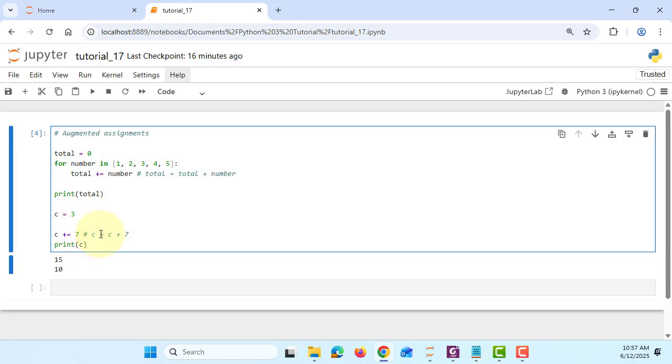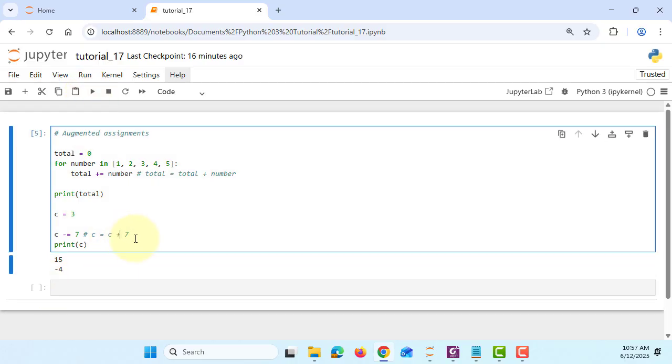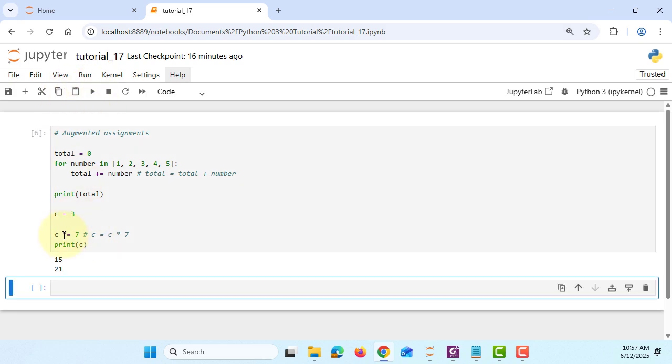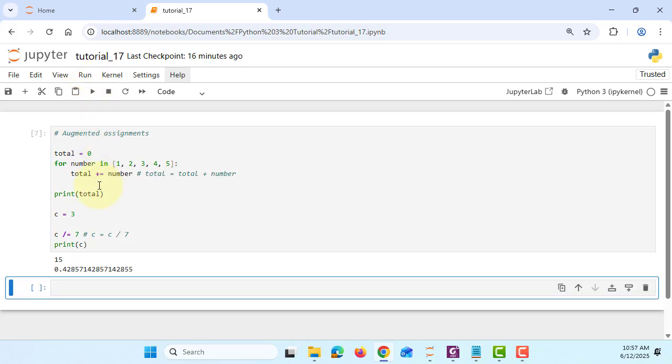Of course, if we use plus, we can use a minus. C minus 4. So C is 3. Here, minus 7 becomes minus 4. We can continue if we want multiplications. 3 multiplied by 7, and then assign to C, so 21. Of course, you can do division, same as division here. Okay, 0.42. Fractions.